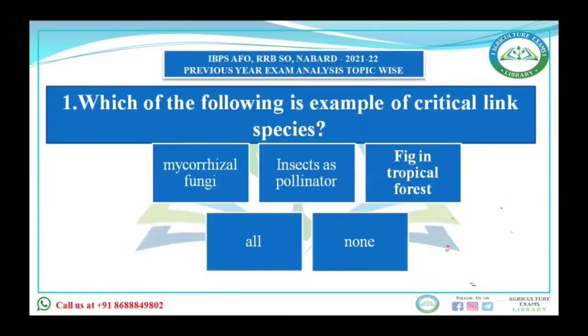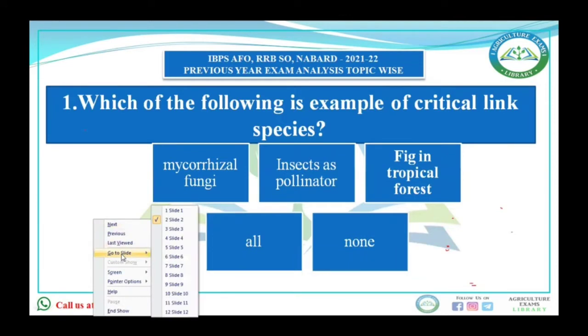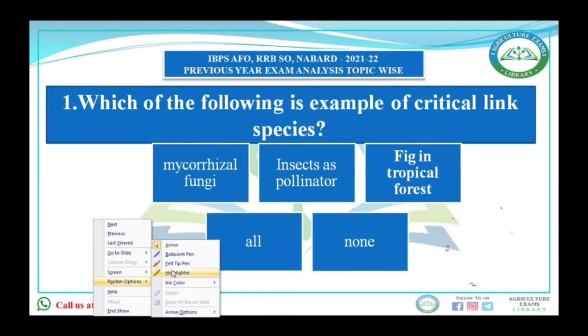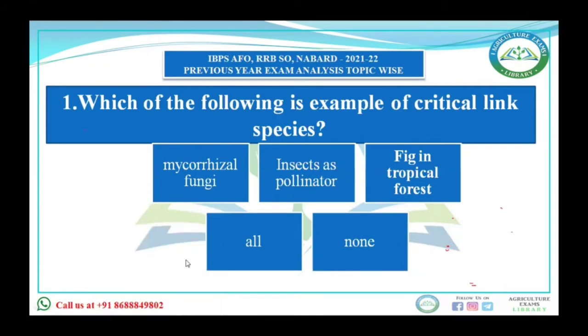Which of the following is an example of critical link species? Mycorrhizal fungi, insect when working as a pollinator, fig tree in tropical forest, all or none of the above. Okay, first, it is asked about the critical link species. First, let us know what is critical link species.